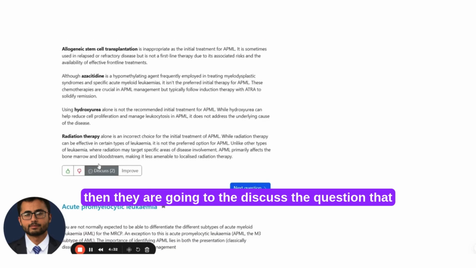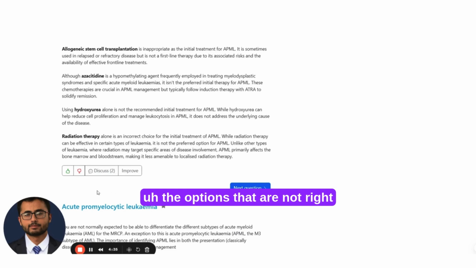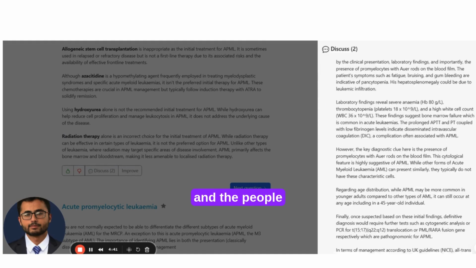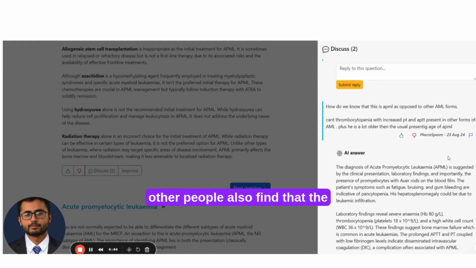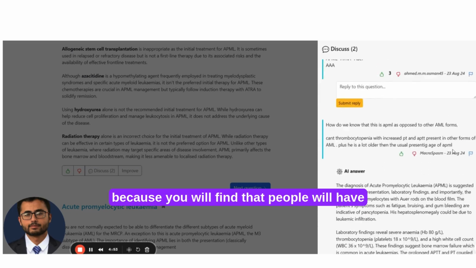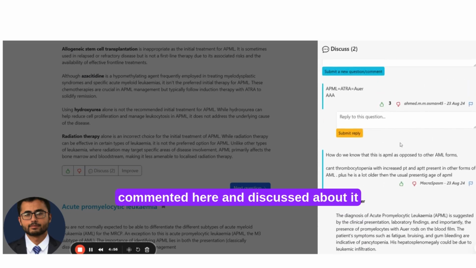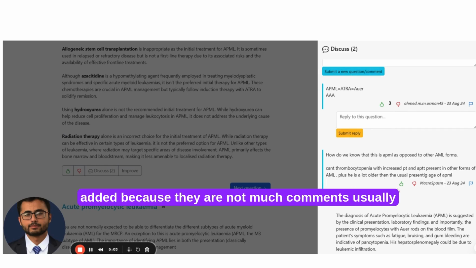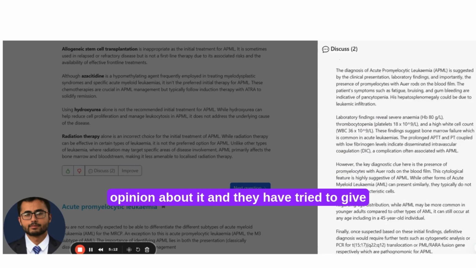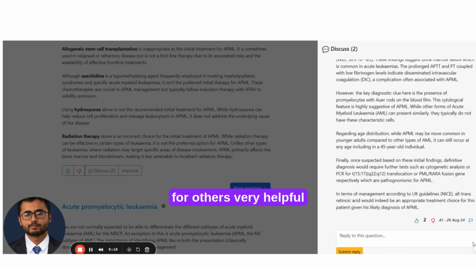Then they discuss the options that are not right, but usually I myself and other people also find that the explanations are not adequate. If you find that the explanation is not adequate, you must click discuss, because you will find that people have commented and discussed it. I think this is a recently added question, because there are not many comments. Usually you will find at least 10 to 20 people who have given their opinion about it, and they have tried to give mnemonics and make the explanation easier for others.